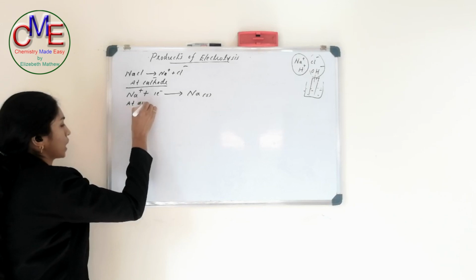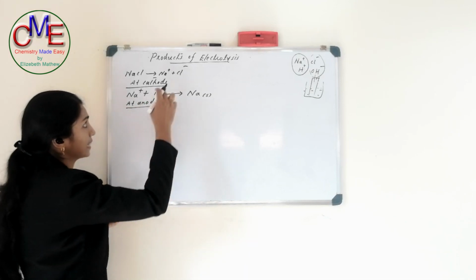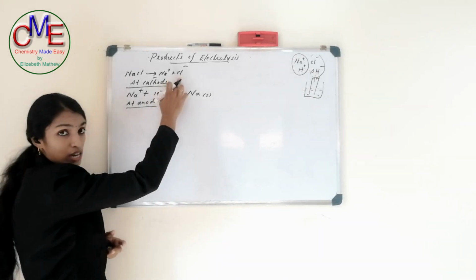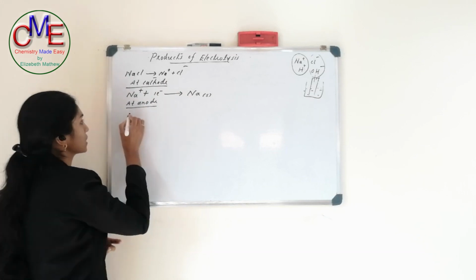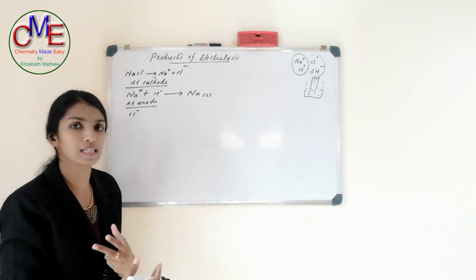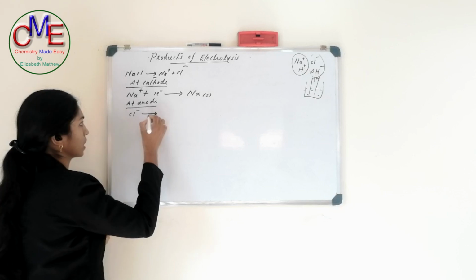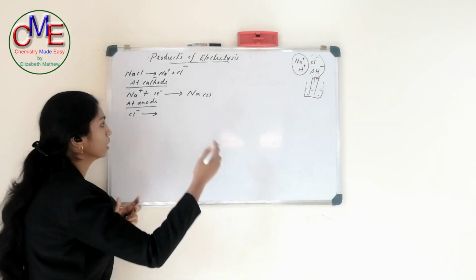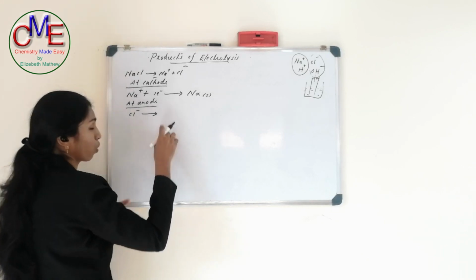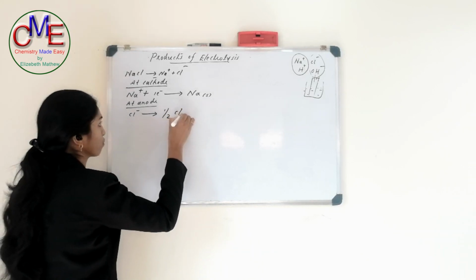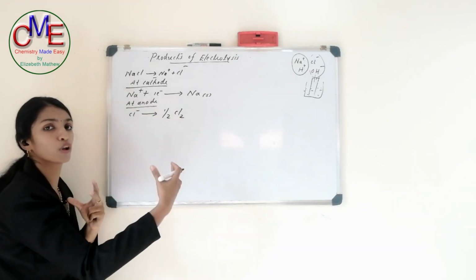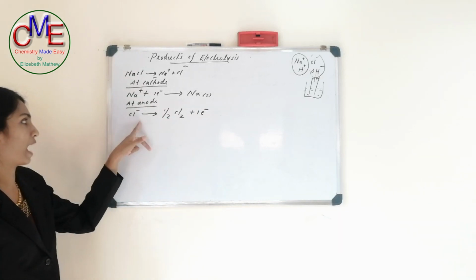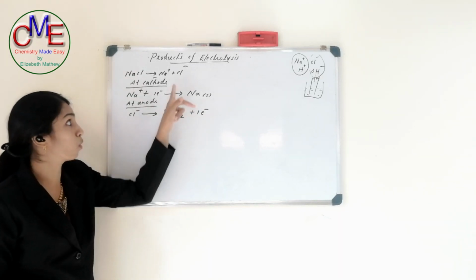Then what happens at the anode? At the anode, which is a positively charged electrode, negatively charged ions are attracted. Here the negatively charged ion is what? Chloride ion. At the anode, the reaction occurring is oxidation. So Cl- undergoes oxidation, which means loss of electron. This Cl- loses 1 electron, then it produces what? A chlorine atom. So we can write half Cl2, one chlorine atom meaning half a molecule of chlorine, plus 1 electron. So this is the reaction occurring at the anode if we use molten sodium chloride.